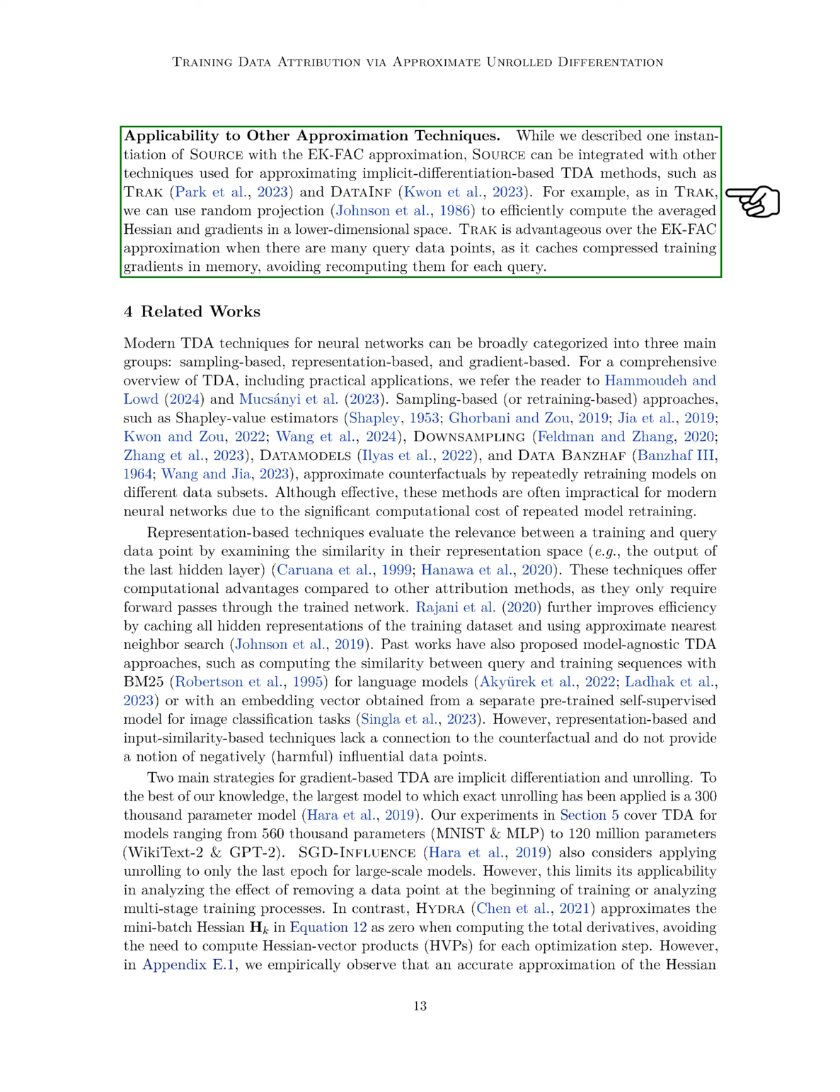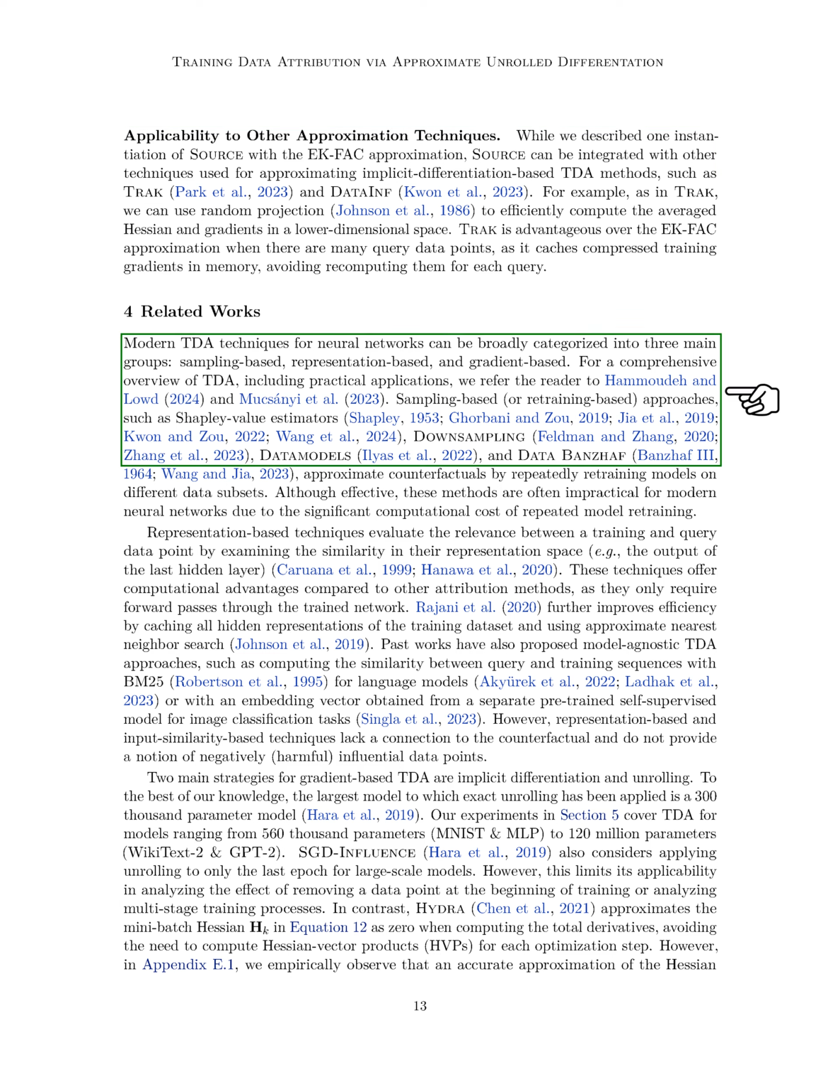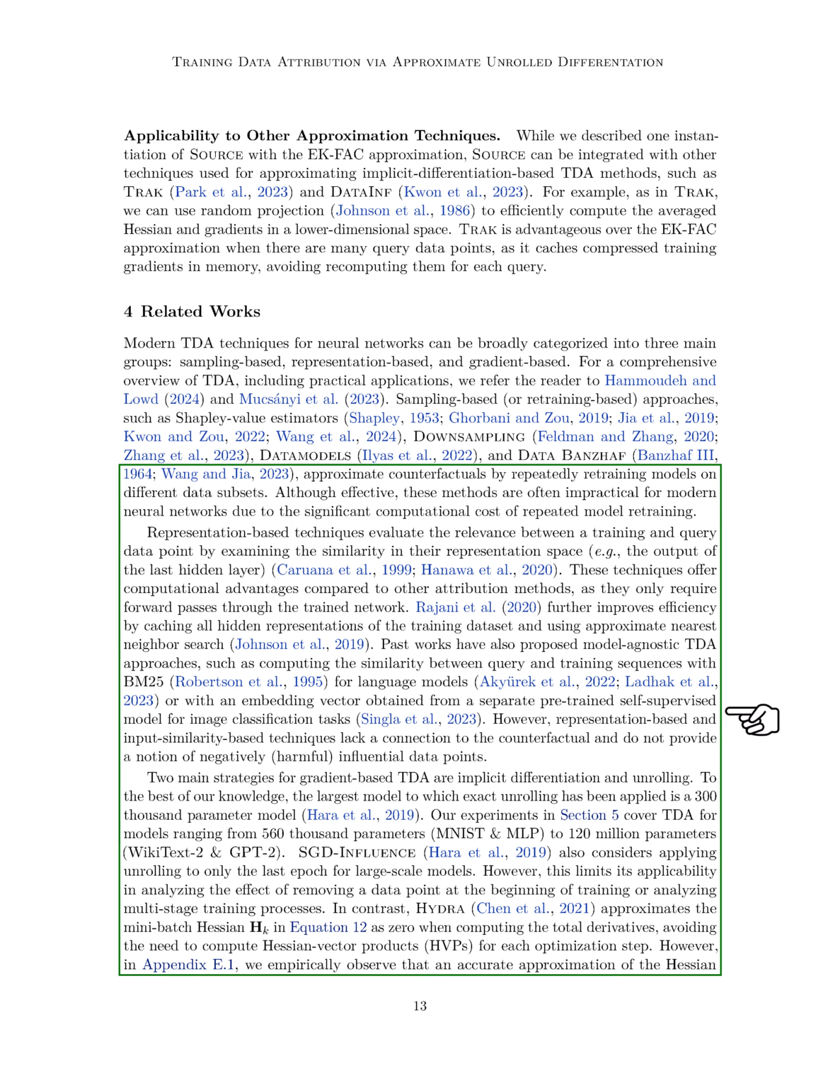In the realm of modern TDA techniques for neural networks, approaches can be broadly categorized into sampling-based, representation-based, and gradient-based methods. Sampling-based methods involve retraining models on different data subsets to approximate counterfactuals, which can be computationally intensive. Representation-based techniques evaluate relevance by comparing the similarity of data points in a representation space, offering computational advantages as they only require forward passes through the network. Gradient-based TDA methods involve implicit differentiation and unrolling strategies, with varying applicability to different model sizes and training scenarios.